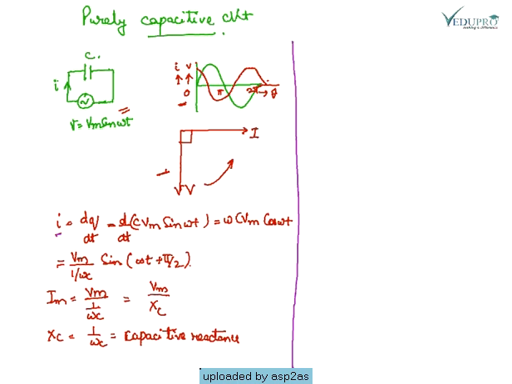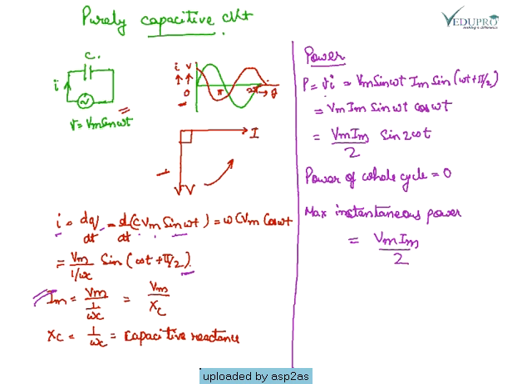I is given by dq by dt, the rate of change of charge. Charge here is C Vm sin omega t. So the current comes out to be Vm times 1 upon omega C, sin (omega t plus pi by 2). There is a lead; the current is leading here. Im, the maximum current, is Vm upon 1 upon omega C. 1 upon omega C is Xc, which is the reactance offered by the capacitance.